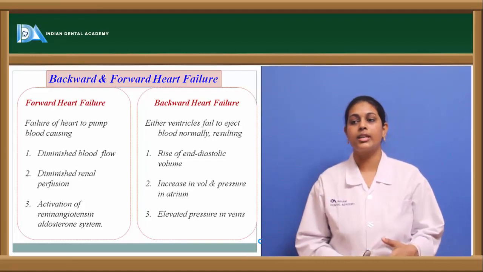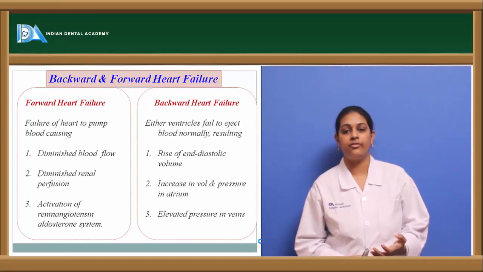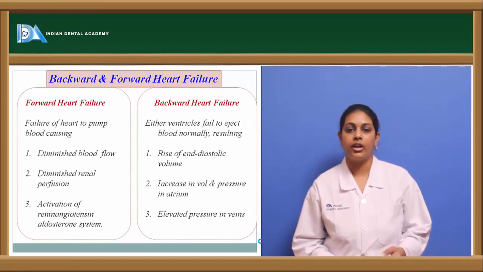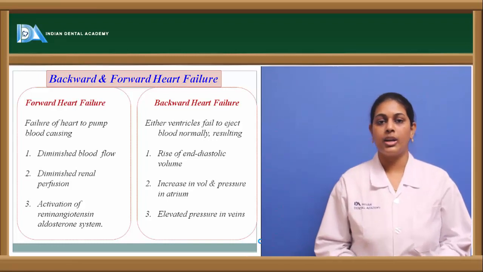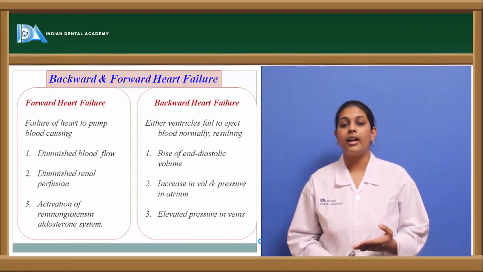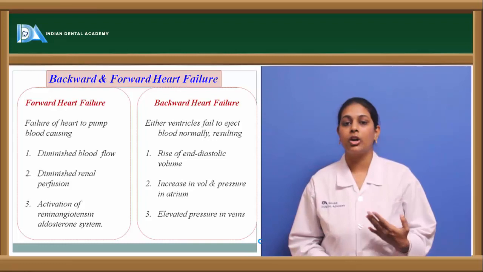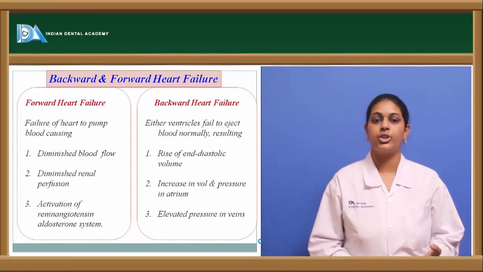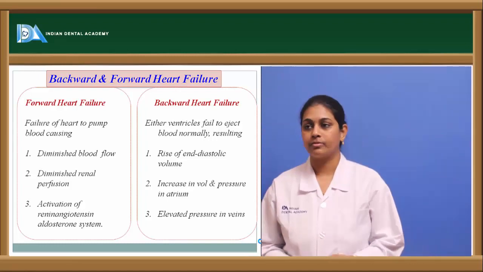Then it can also increase in volume as well as pressure in the atrium, because it's in effect occurring because of any defect occurring in the ventricles. There is an increase in the volume and pressure in the atrium, since it's from the ventricular system. This increase in the volume and pressure in the atrium in turn consequently causes an elevated pressure in the veins. So this is what occurs in a backward heart failure.